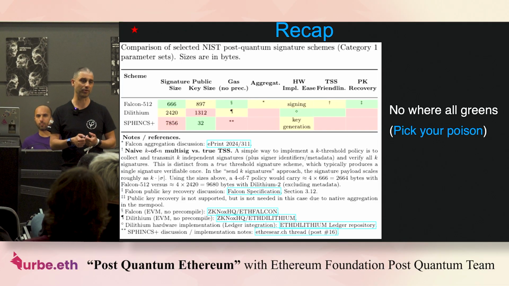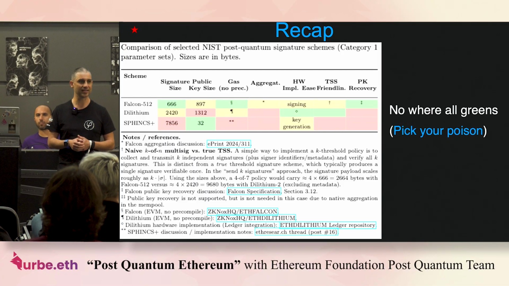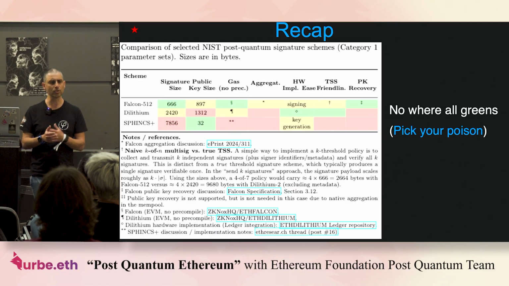If you have a Ledger and you try to do Falcon, it's not going to be easy because it uses something called floating point arithmetic, and it's not going to be friendly for Ledgers. And so this was the situation we had in general when we started to zoom in on solutions to use in Ethereum.